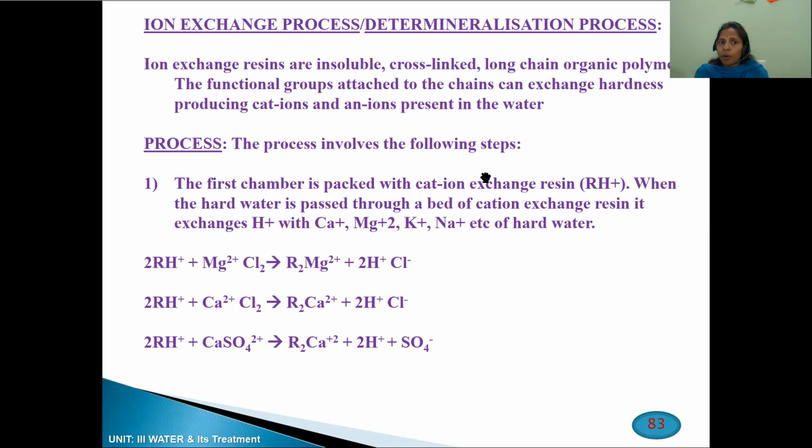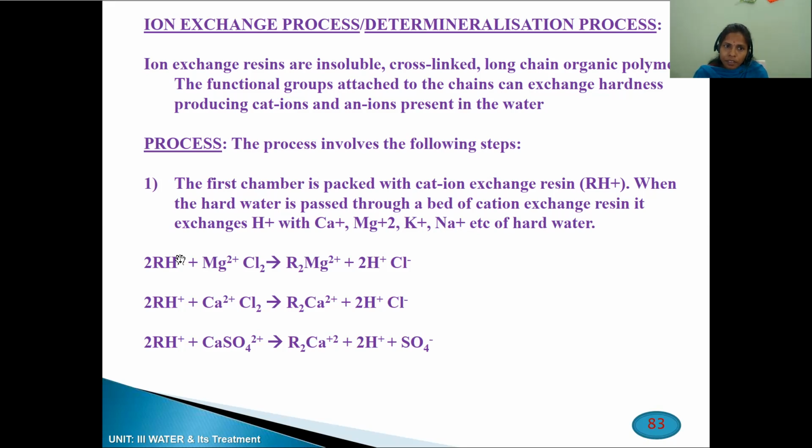The process involves the following steps. The first chamber is packed with the cation exchange resin. What is the symbol of cation exchange resin? RH+. When the hard water is passed through a bed of cation exchange resin, it exchanges the H+ ions with the Ca2+ and Mg2+ ions in the water sample. There are a very small number of potassium and sodium ions also, and these ions also replace at the cation exchange resin. But we are not representing K+ and Na+ because very few potassium and sodium ions are present in the water sample.